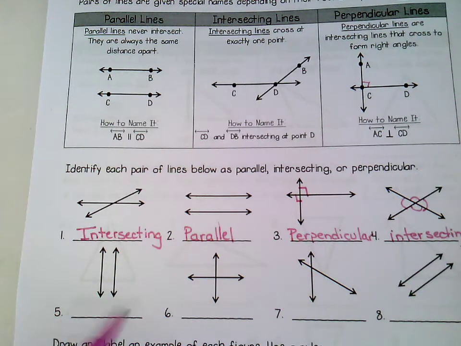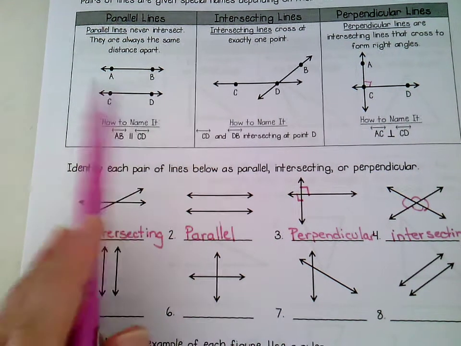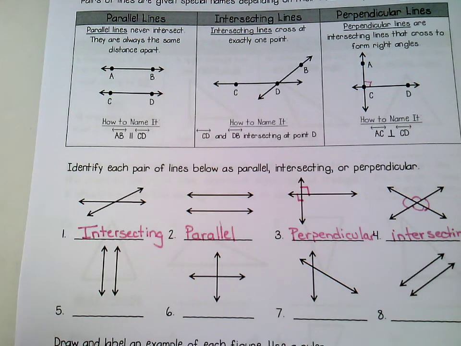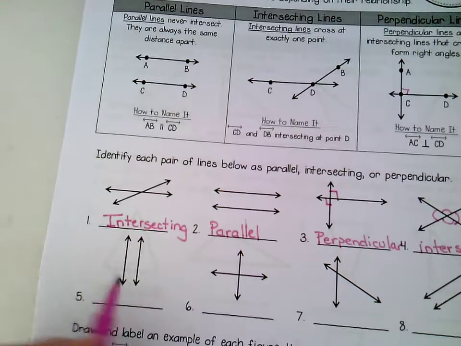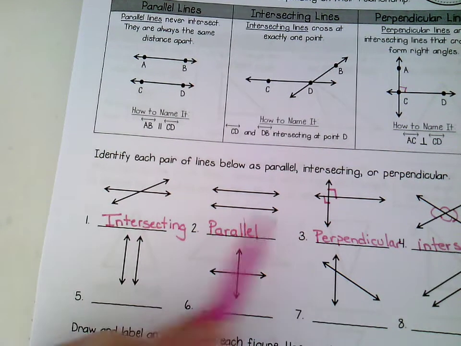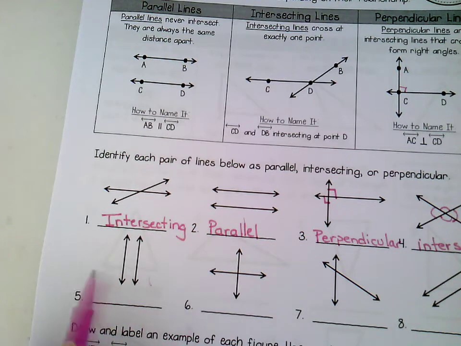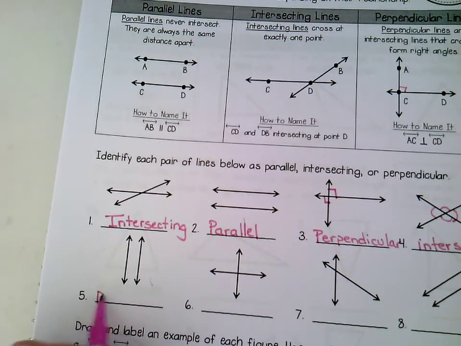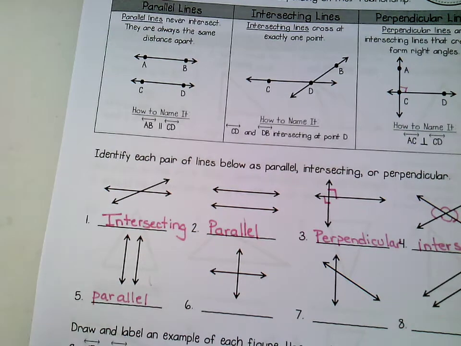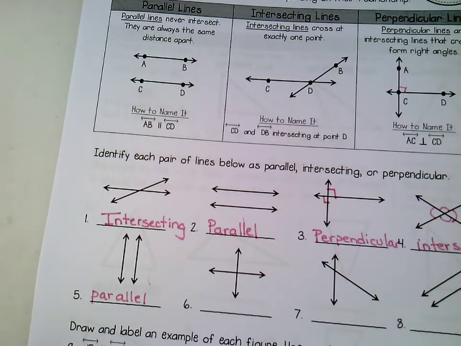Going down to number 5. I see that there's 2 lines that aren't touching, but they're not going this way, so I'm a little confused. Anytime you have a parallel line, it doesn't matter which way that they are pointing. If they're side by side, never touching, it's still parallel. They can be side to side like this, they can be up and down like this, they can be diagonal. Doesn't matter, as long as they're parallel, they're side by side, then it's still classified as parallel.